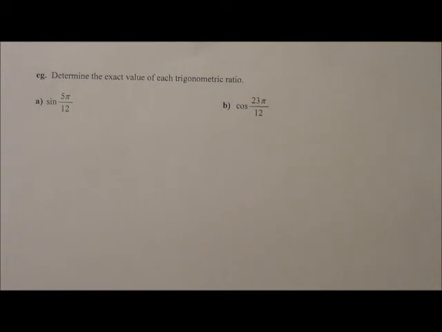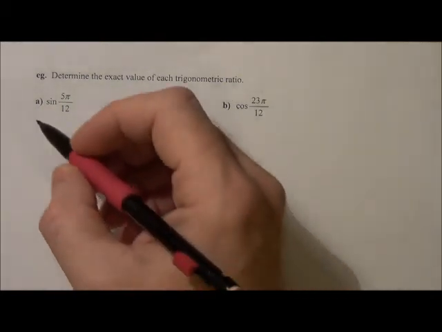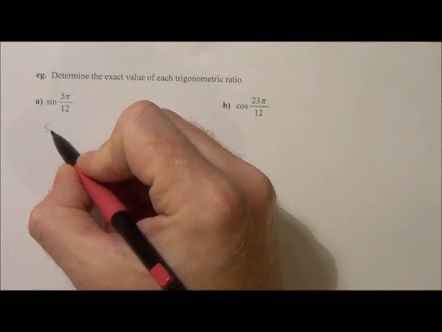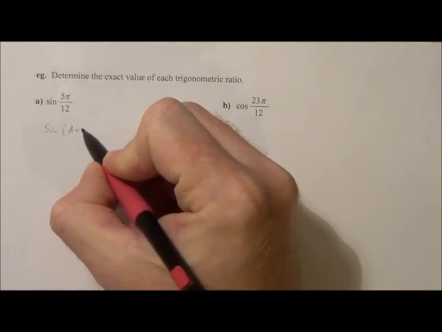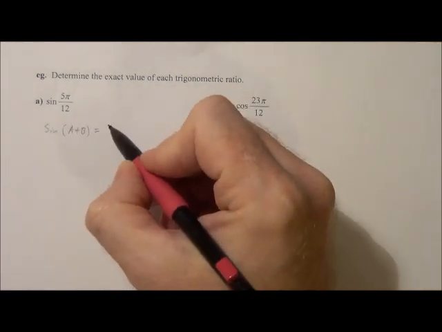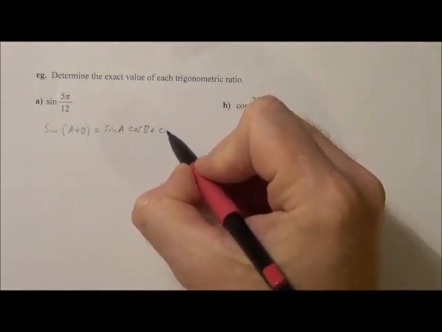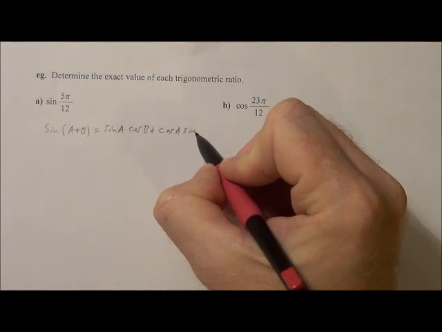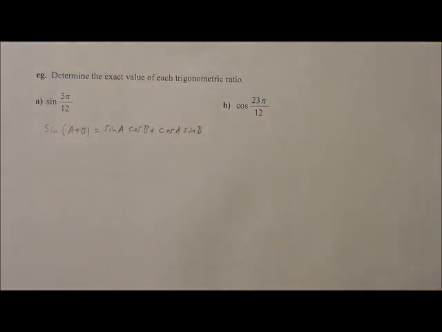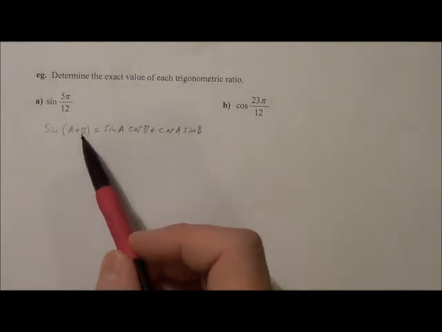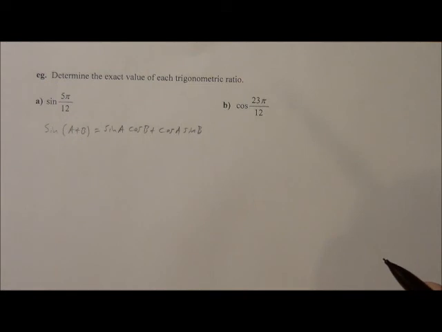Okay, so we see our formula for sine. Suppose we've got sine A plus B is sine A cos B plus cos A sine B, and we then need to find two angles A and B that will add up together to give you 5 pi by 12.